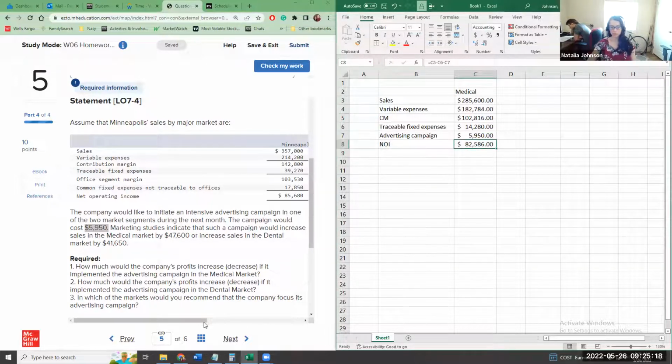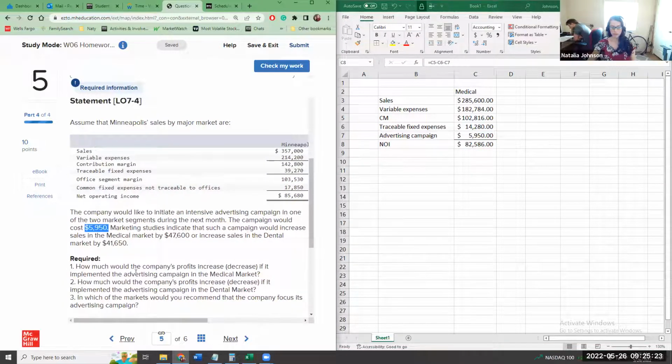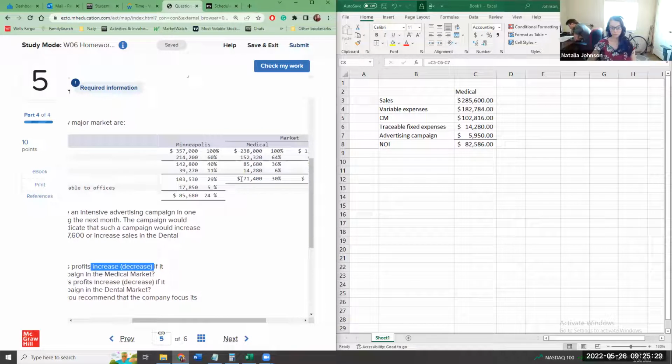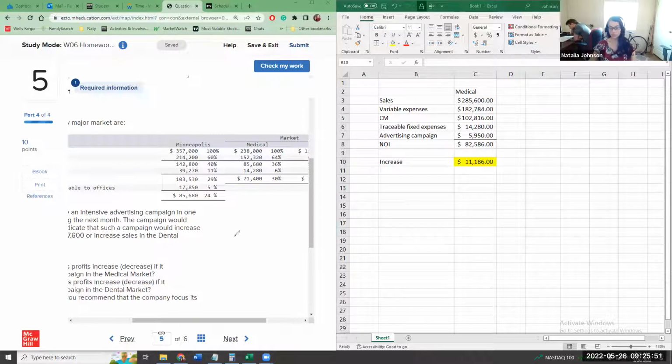Okay, so now we can find the net operating income, which is contribution margin minus these 2 expenses. So we have 82,586 in net operating income, but they're asking how much it would increase or decrease. Before it was 71,400, so we can simply find the difference of those 2. This one minus the old net operating income. Okay, so this is the answer, 11,186.